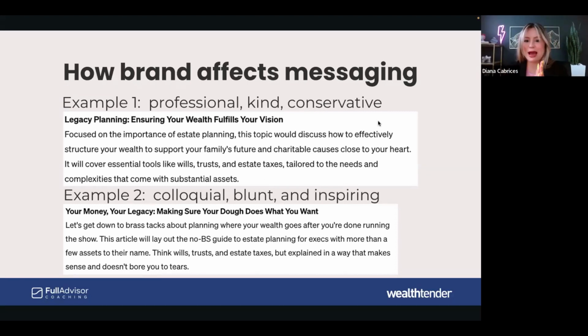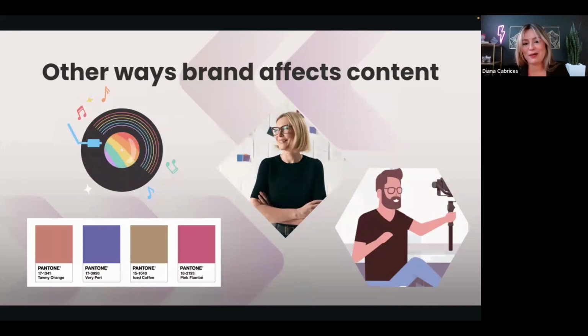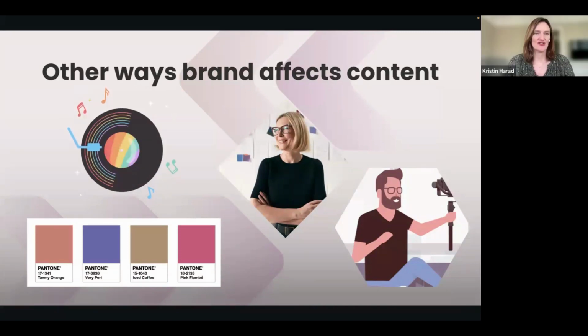Okay, so messaging matters. The words that you choose matter. The way you want your personality to play out is not just about your people, but also how you come across with your messaging. But there are other things that affect your brand as well, and we're going to talk a little more about that on this slide.